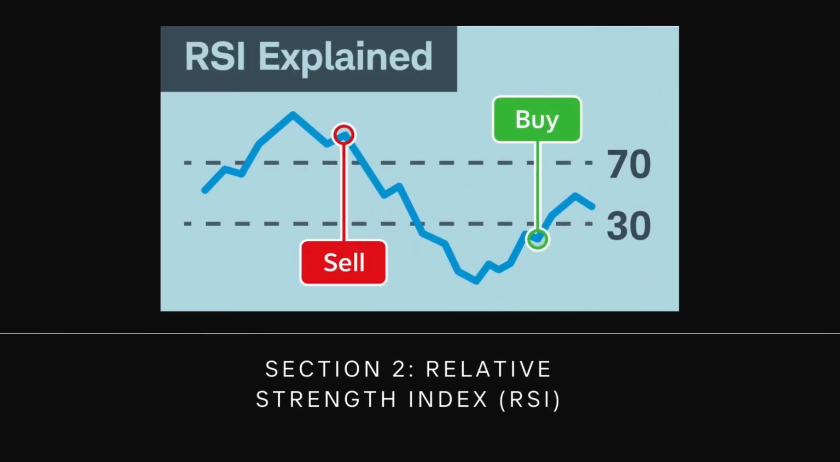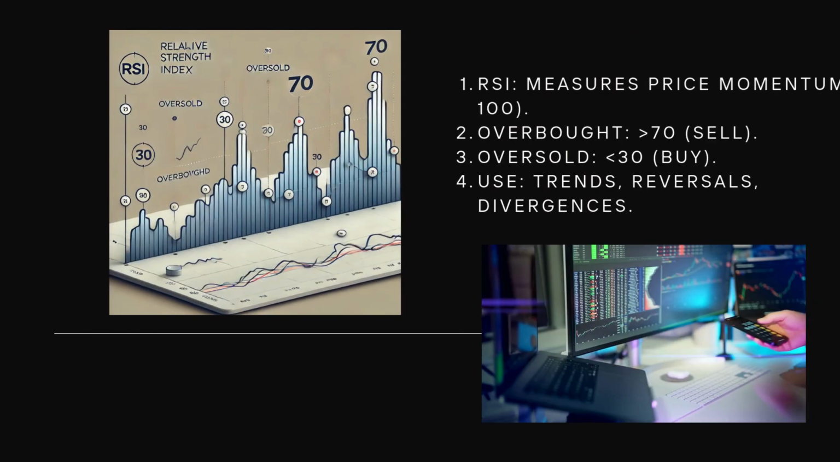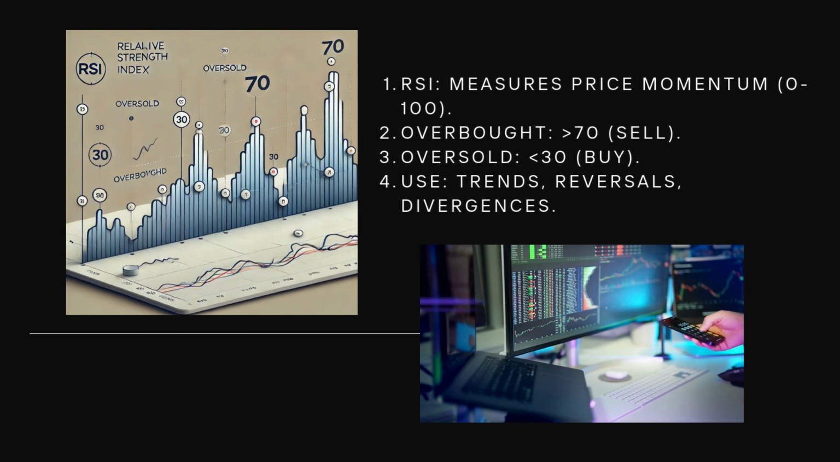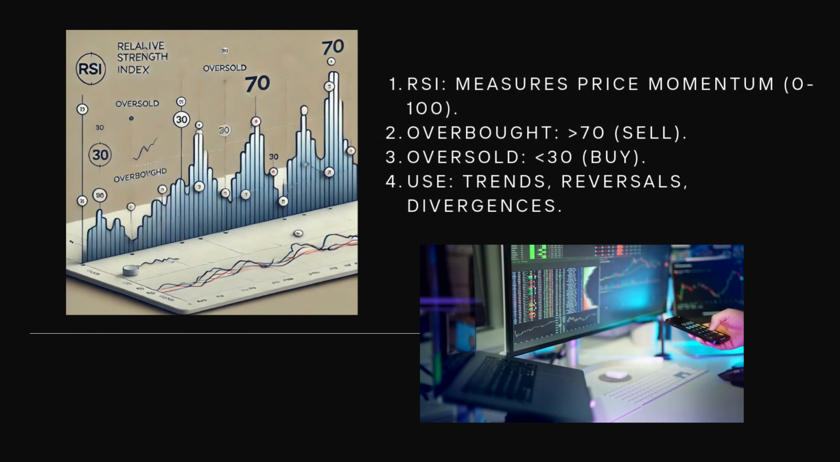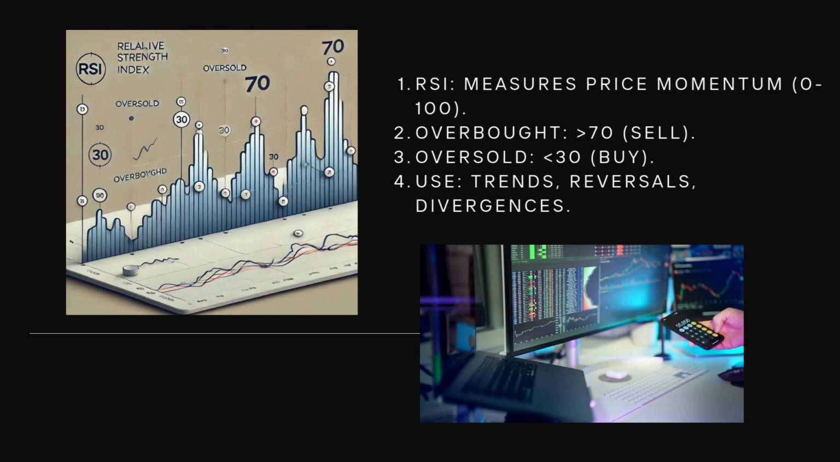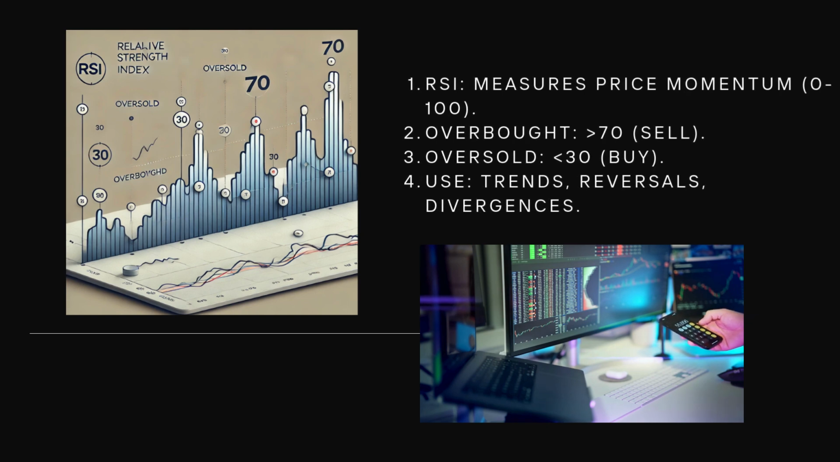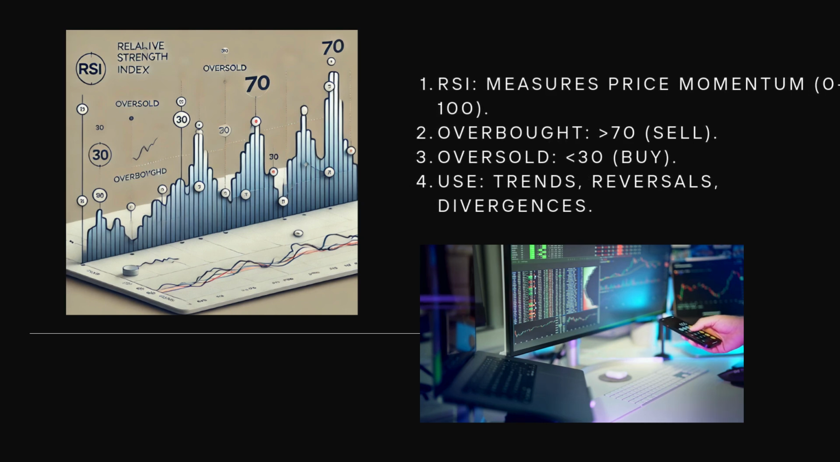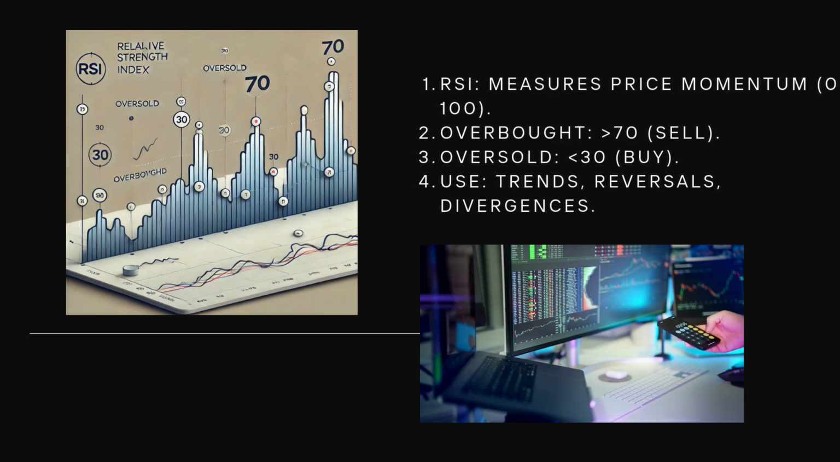What is RSI? RSI is a momentum oscillator that measures the speed and change of price movements. It ranges from 0 to 100 and is used to identify overbought or oversold conditions. How to use RSI. Overbought. RSI above 70 indicates that the asset may be overbought, suggesting a potential reversal or pullback. Oversold. RSI below 30 indicates that the asset may be oversold, suggesting a potential bounce or upward reversal.